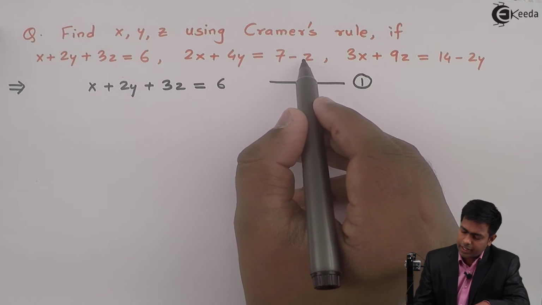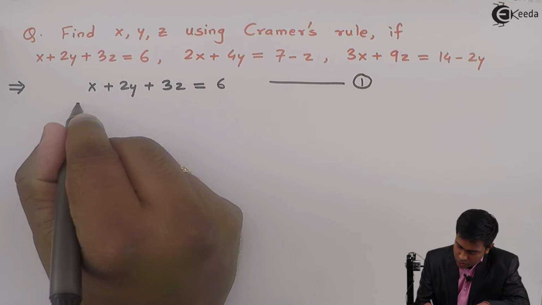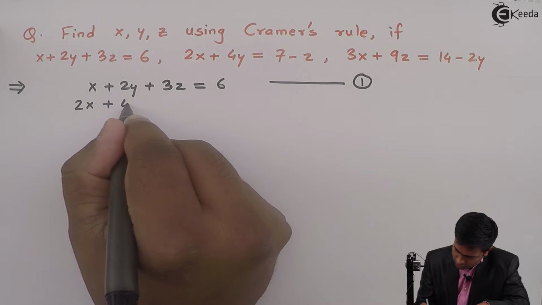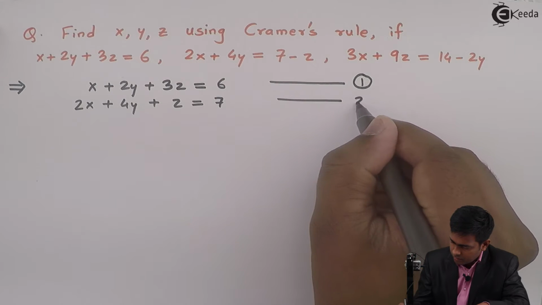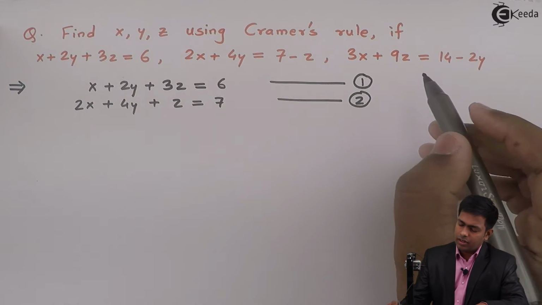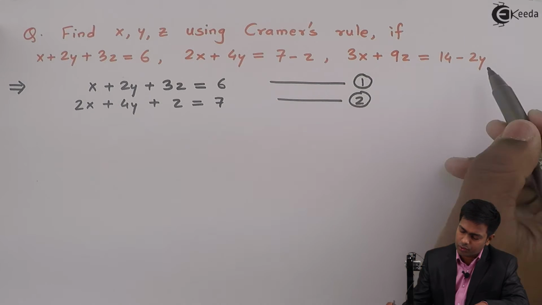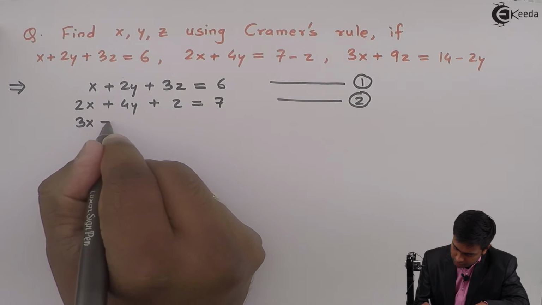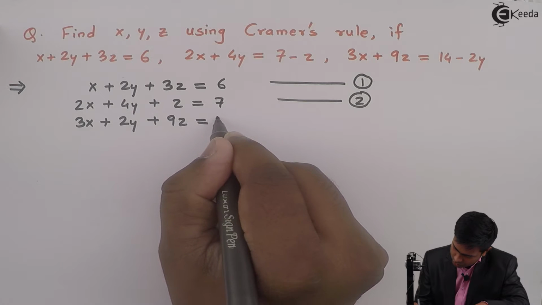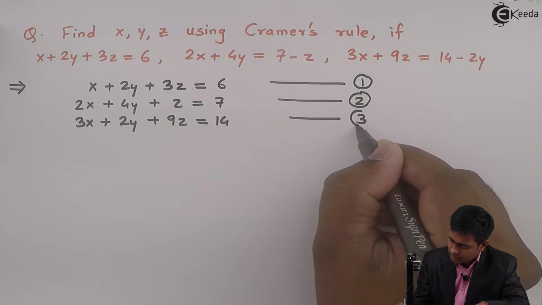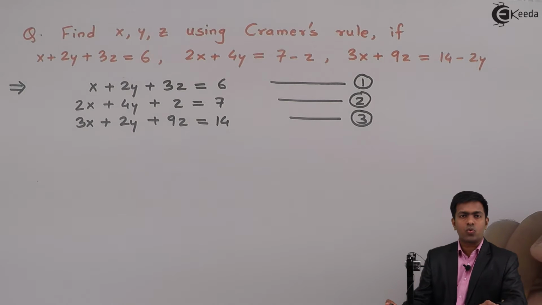For the second equation I'll take this z to the left hand side, so it will become positive z. So 2x plus 4y plus z is equal to 7. Next, in the third equation I will take this minus 2y to the left hand side, so it will become positive 2y. So this will become 3x plus 2y plus 9z is equal to 14. I will call this equation number 3. So now we have three equations with variables x, y and z.